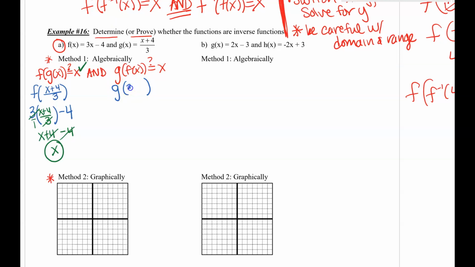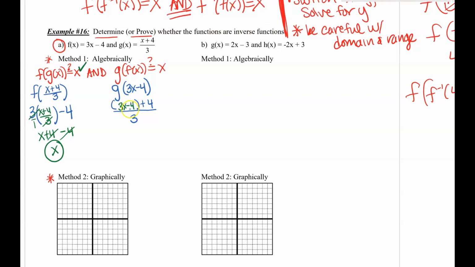So I'm going to replace f of x with its function, 3x minus 4. And then remember, how do I plug 3x minus 4 into the g function? I write the g function with an empty set of parentheses representing where I can plug stuff in. And then I plug in the quantity that's been given here, which is 3x minus 4.